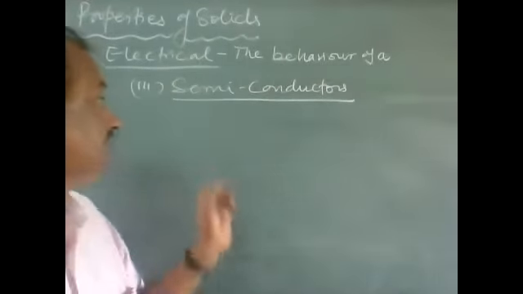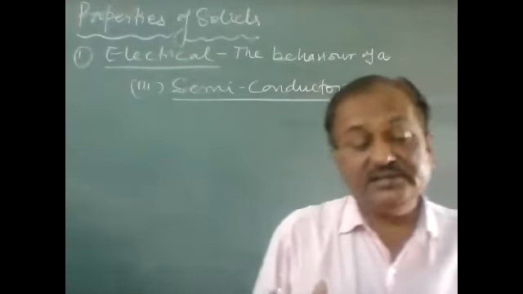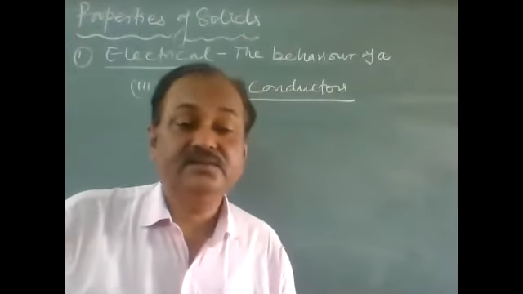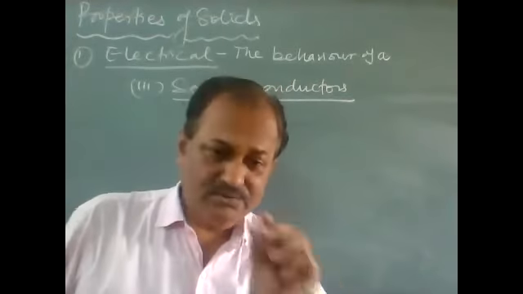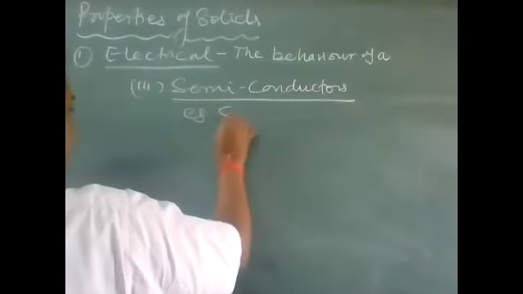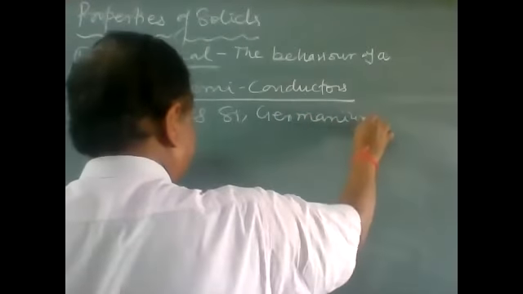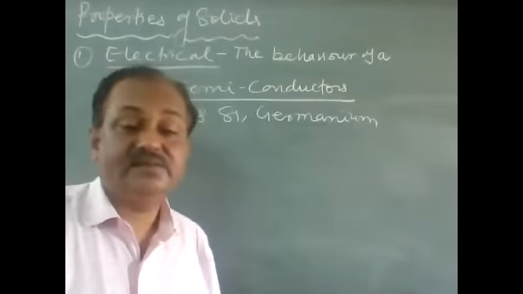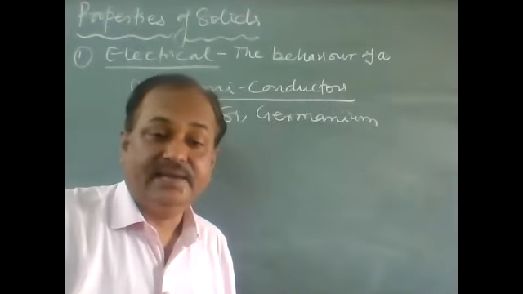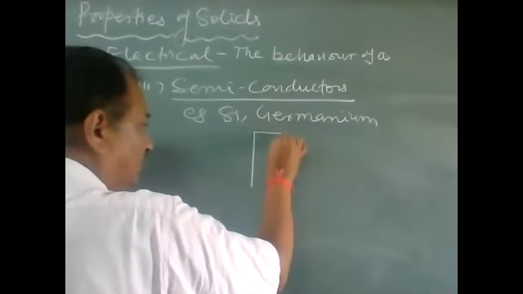Now children, the third portion is semiconductors. Semiconductors lie between conductors and insulators, so very little amount of energy is required. For example, silicon and germanium. These are two main semiconductors, and this is how they are explained by the band theory. So there is a very small gap.